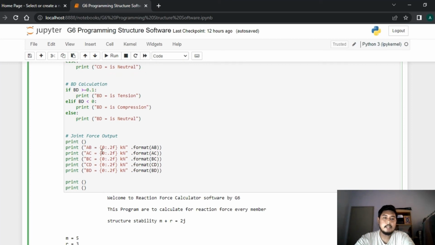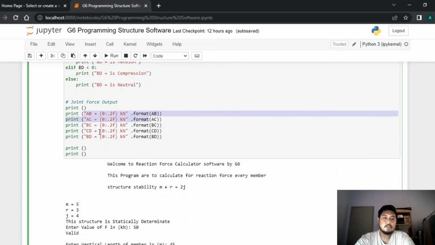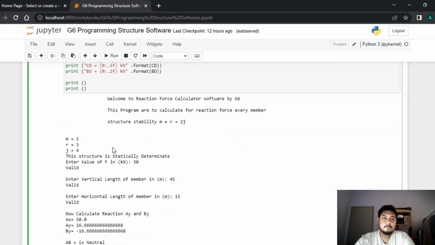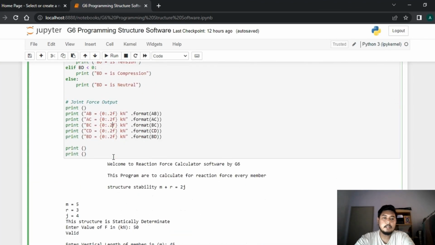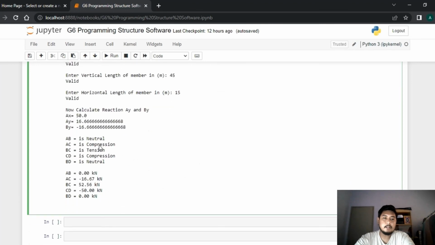We have set the statement over here to represent the joint force output. If we put in the correct formula, it can run until it finishes the calculation. So that's all from me. Thank you.